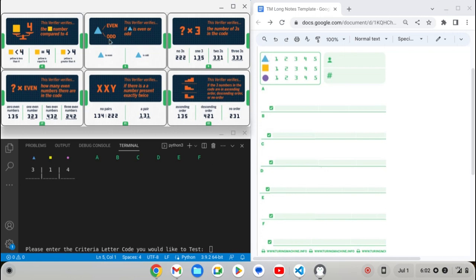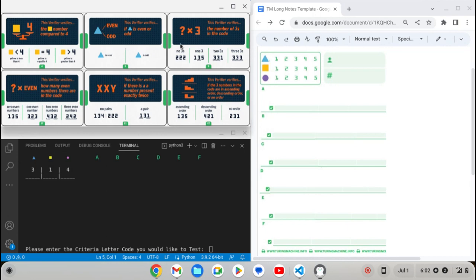On the grid above, we've got our 6 criteria cards: A, B, C on the top row, and on the bottom row D, E, and F. Criteria card A looks at the middle digit, the square digit, and compares it to the number 4. Should the value of square be less than 4, equal to 4, or greater than 4? Criteria card B looks at our first digit, the triangle digit, and the Turing Machine will let us know whether that value should be an even or an odd digit.